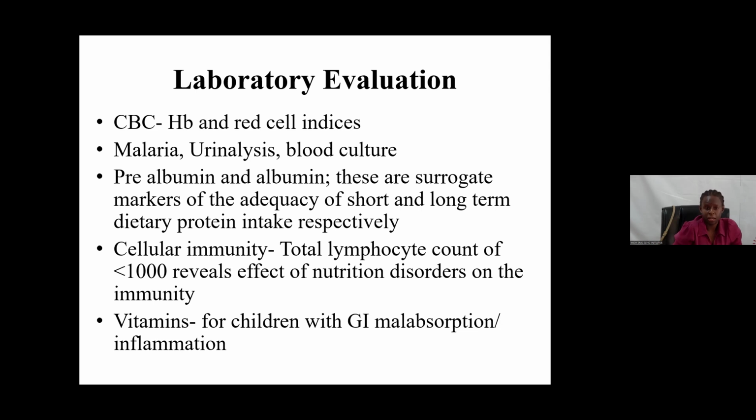Levels of pre-albumin and albumin really help you gauge whether you're having adequate short and long-term dietary intake. This is before treatment and then after treatment. Cellular immunity, you may do this if resources allow. It's not very cheap in our setting, but children tend to have very low T cell counts because of the thymus atrophy that they have.